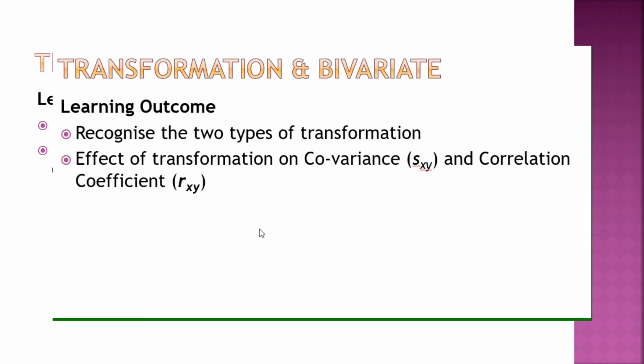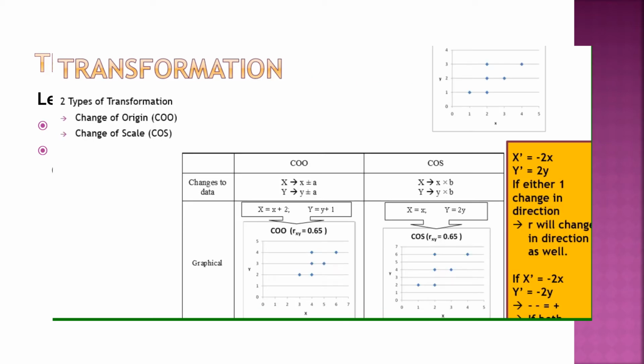Okay, so now we are going to do transformation on R. We are going to recognize the two types of transformation that you did in chapter 1, COO and COS, and then the effect of transformation on covariance and correlation coefficient, which is quite simple. Okay, all right. So let's take a look at this here.